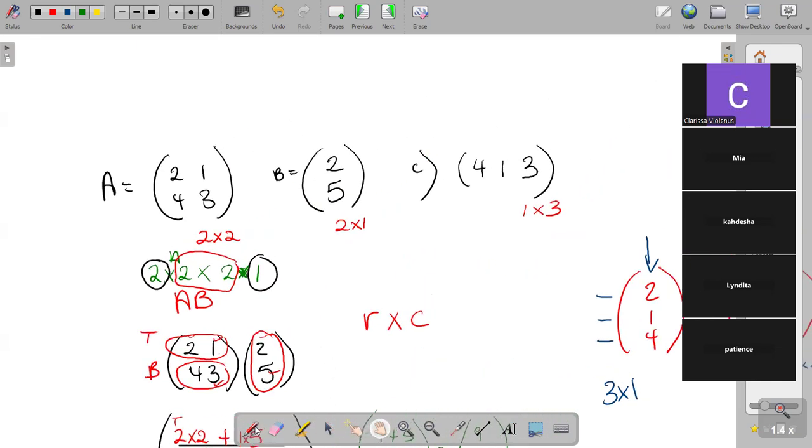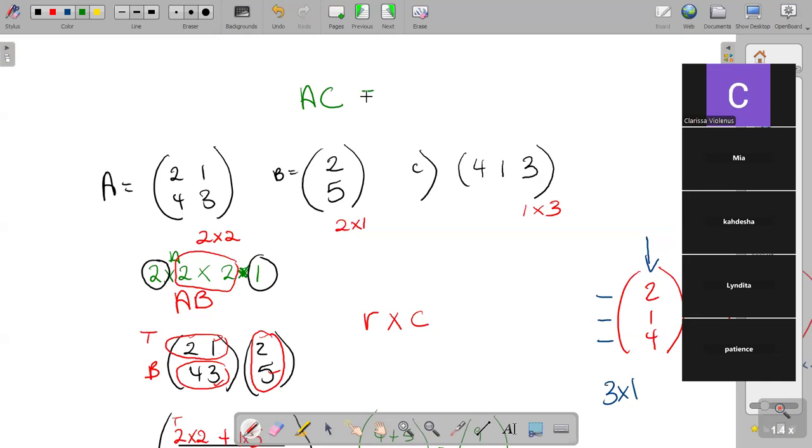Next question. Can I multiply AC? Yes or no? Can I multiply AC? The first skill in the exam is you must be able to know when you can do something and when you can't do something. Because if they ask you to find AC in the exam, the answer is there's no solution to this because you cannot. Why is it not possible to find this?